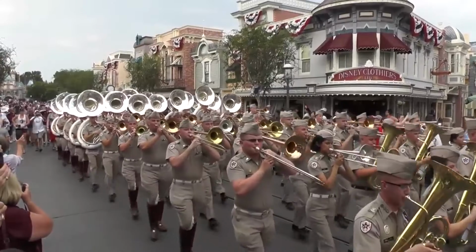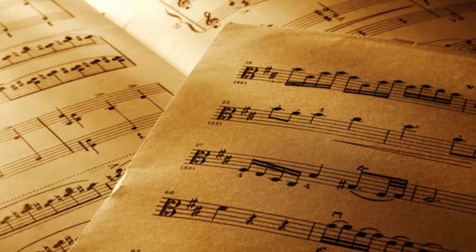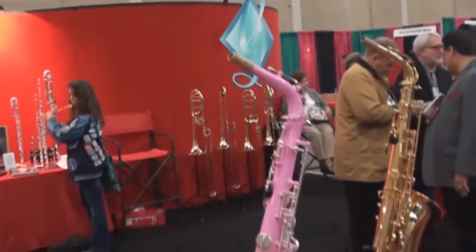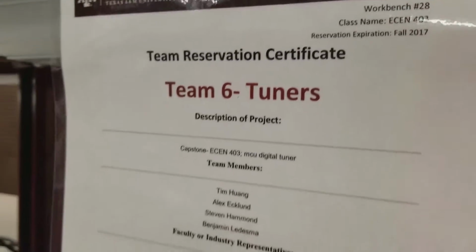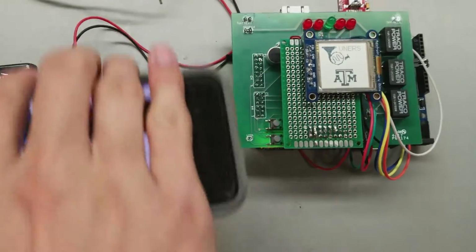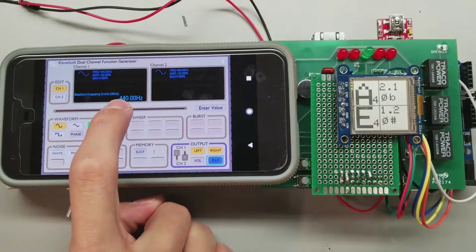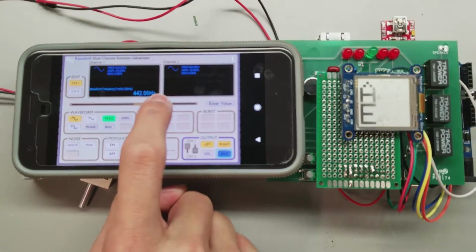Sound, the product of a symphony of compression waves traveling through the air, which produces music. The musical industry is ripe with instruments and devices that can play and tune desired musical notes. Our team, Team Tuners, introduces you to the first standalone handheld musical aid that utilizes the fast Fourier transform to accurately tune the fundamental and overtone frequencies of notes played by musical instruments.